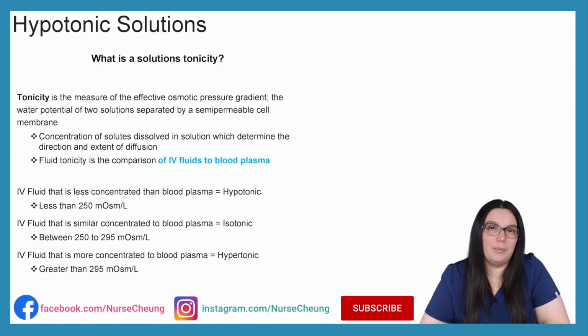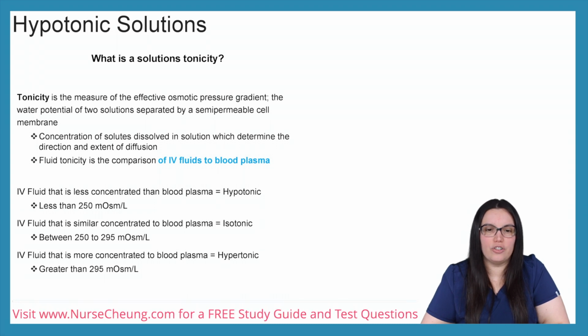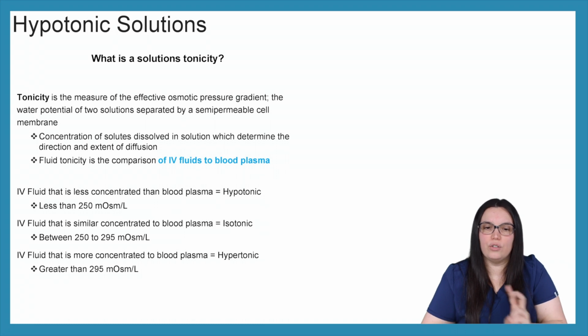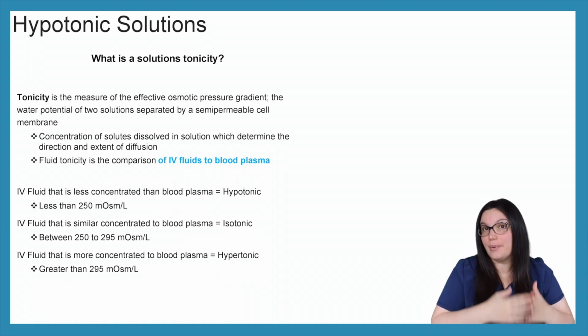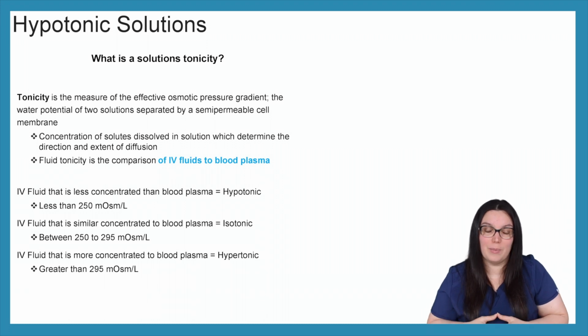We're continuing on with that fluid movement discussion, and we're going to be talking about hypotonic solutions. In order to understand fluid movement, we really have to understand a solution's tonicity. Tonicity is measured as the effective osmotic pressure gradient, that is the water potential of two solutions separated by a semi-permeable cell membrane. Concentrations of solutes dissolved in a solution determine the direction and extent of diffusion. Fluid tonicity is the comparison of IV fluids to our blood plasma.